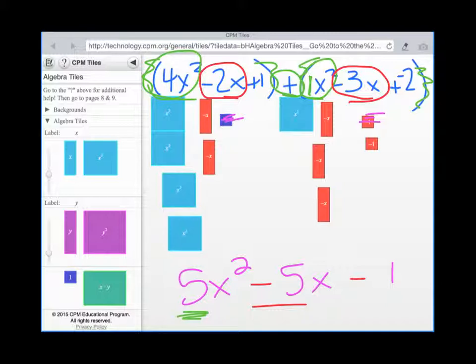And let's pick a different color. Positive 1 plus negative 2 is negative 1. So check it out. That is another way that we can add like terms or simplify a variable expression without drawing it or without using this website.